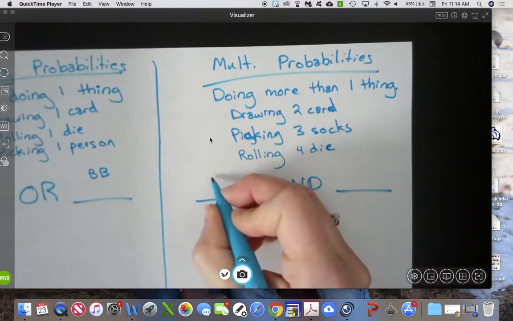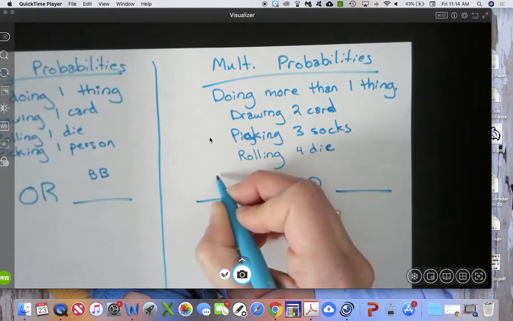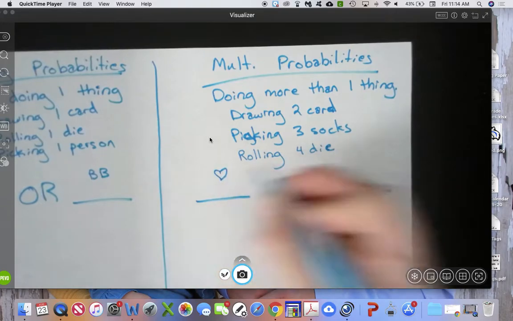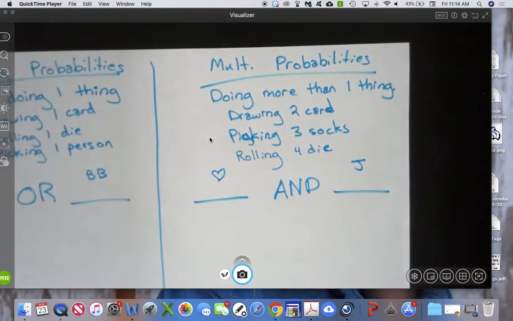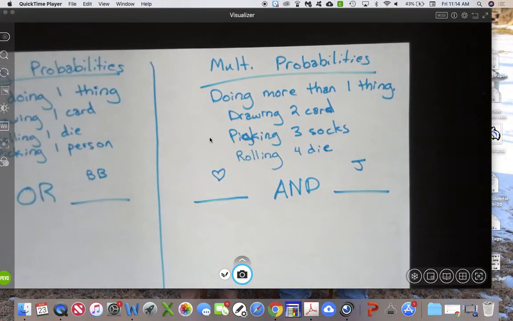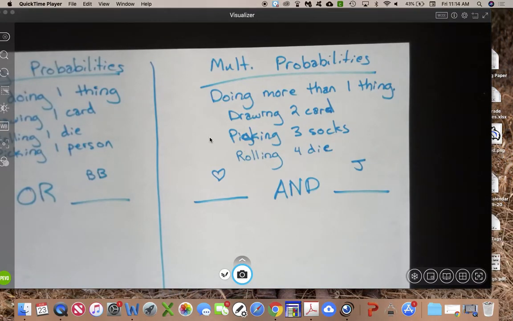So maybe I want a heart and then a jack. Maybe that's what I want, a heart and a jack. Yeah? Okay? Now, what words do you see for add and multiply? Or, and that's the key word right there.